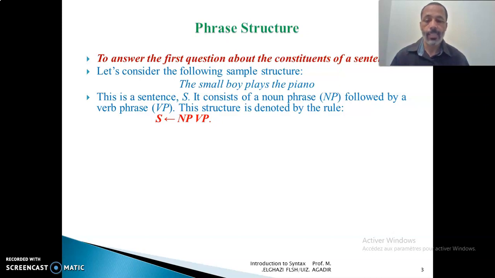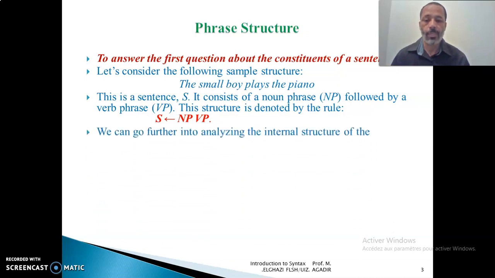So this is a sentence, let's call it S. It consists of a noun phrase followed by a verb phrase. This is what we call the immediate division or analysis of the sentence. Any sentence is divided into two main components, an NP, which is the subject, and a predicate, VP, which may comprise the verb per se, if the verb is intransitive, or the verb and its objects, whether one object or two objects, depending on the kind of verb. We are going to see this when we reach the section of verbal constituents.